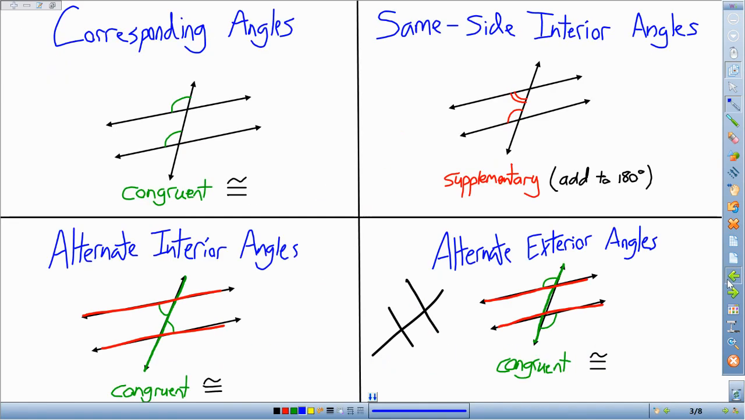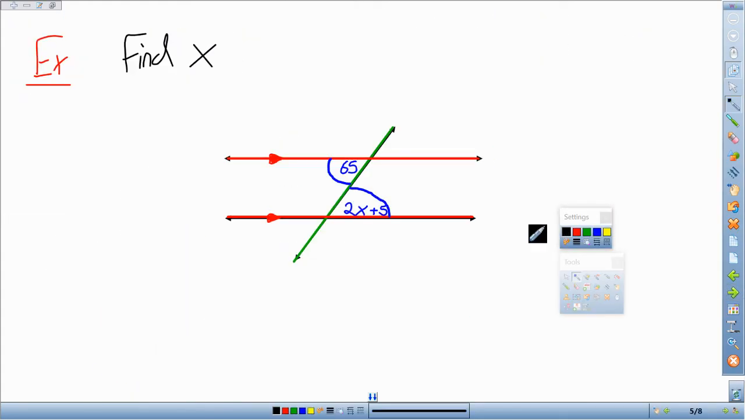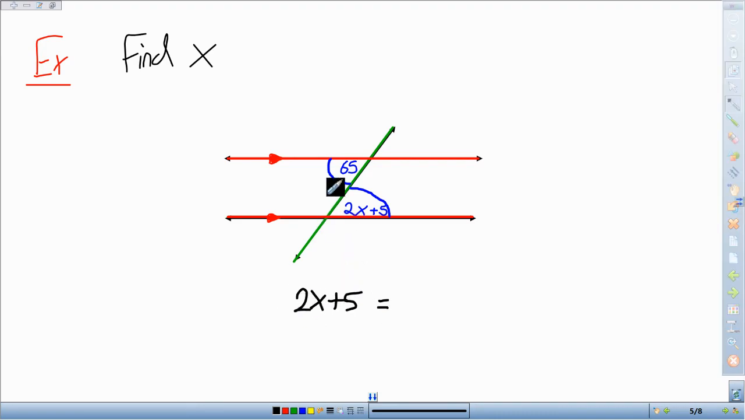What is the rule for alternate interior angles? It looks like they are congruent. They are equal to one another. Okay, and that's exactly what I can do here to make my equation. I can say that this angle, 2x plus 5, equals this angle, 65. All right, that's the hard part, knowing how to read these angles and make an equation.